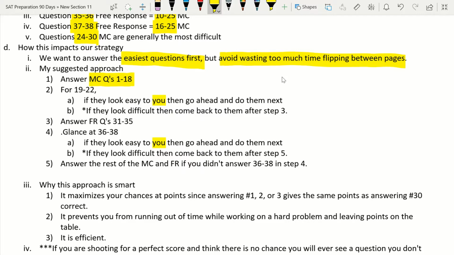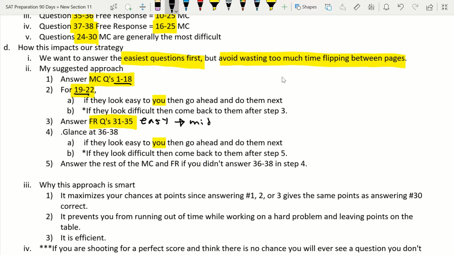So you're going to answer your easy ones all the way up to your mid difficulty ones, and then at that point you're going to take a look at questions 19 through 22 of the multiple choice, and if they look easy to you, go ahead and do them next. If they look difficult, then come back to them after step 3. So what's step 3? Well, that's going to be free response questions 31 to 35. Free response questions 31 to 35 tend to be an easy difficulty to a mid difficulty, just like questions 1 through 18 were, similar to 19 and 22 as well. So the reason that I recommend taking a look at 19 to 22, and if they look easy, going ahead and doing them, is just because it's going to save you time from flipping back and forth between free response and multiple choice.